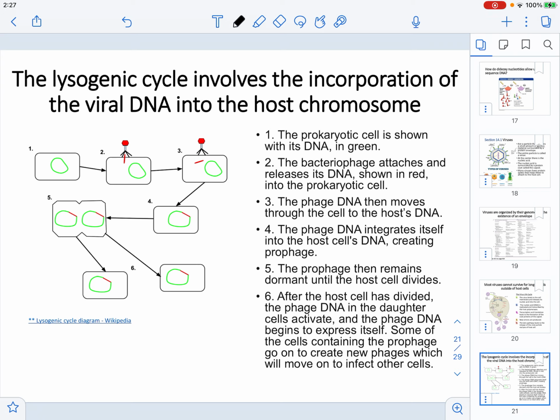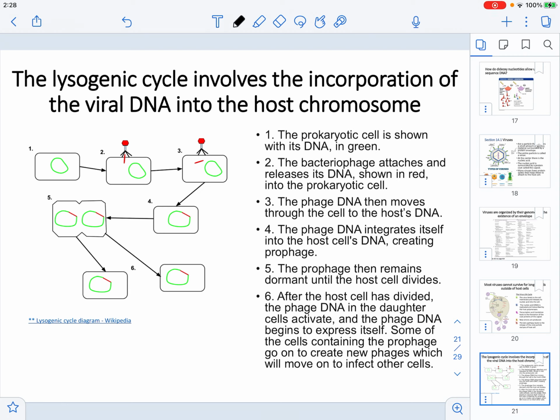In addition to the lytic cycle, viruses can also undergo a lysogenic cycle. Okay? In a lysogenic cycle, basically what we're going to have is that the viral DNA is going to be incorporated into the host chromosome.